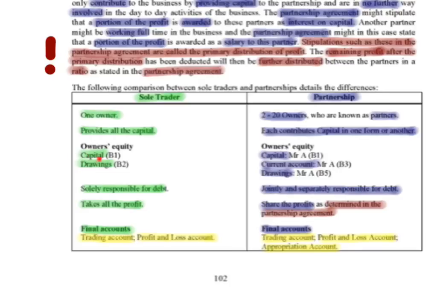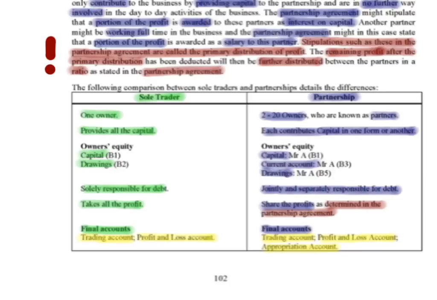Now there's two types of capital contribution. There's the initial contribution of money, giving money, but then there's also profits kept in the business. Now for that, let's quickly go and consider the following.